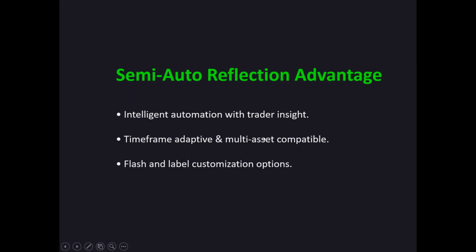Intelligent automation with trader insight. It is an intelligent way of getting the thing. It is time frame adaptive. If you change to the hourly or 15 minutes, you will get the bearishness and EP reflected. So you will know which side of the trade you are going to take. It flashes and labels, with customization of the options.